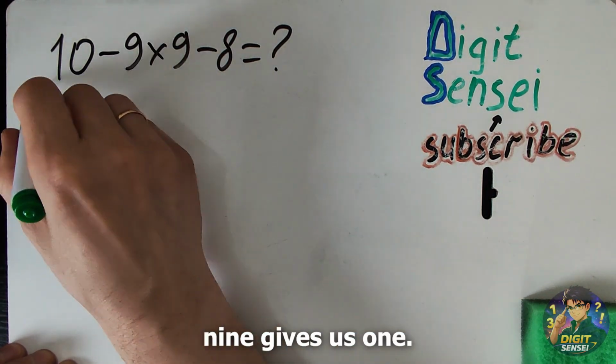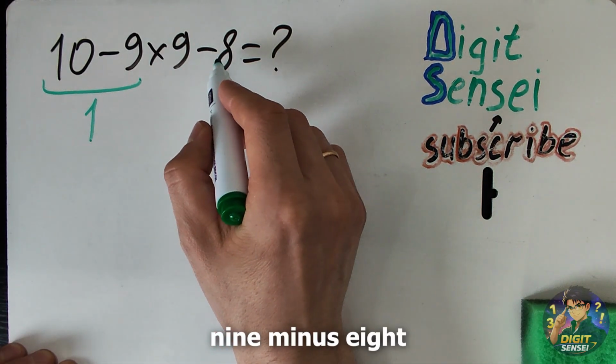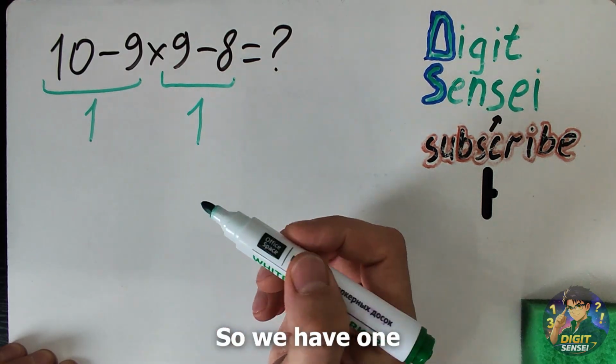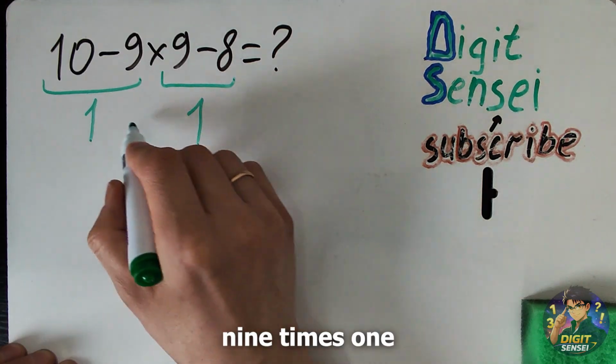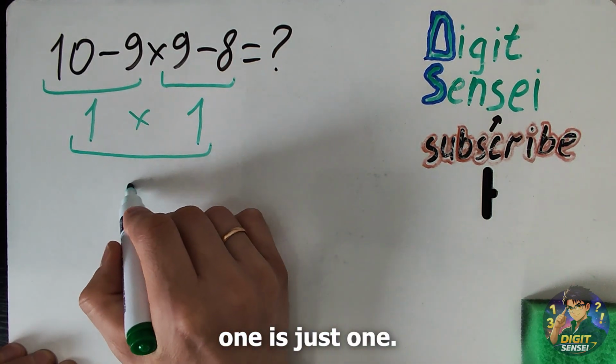10 minus 9 gives us 1. And here we have 9 minus 8, which again equals 1. So we have 1 times 1. 1 times 1 is just 1.